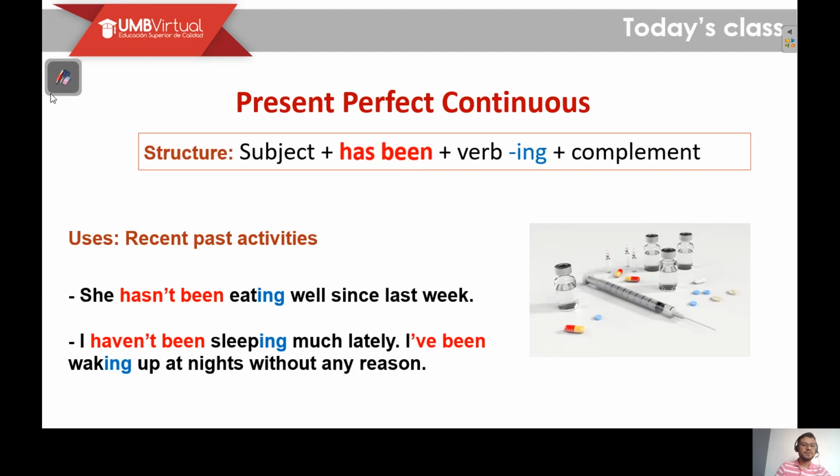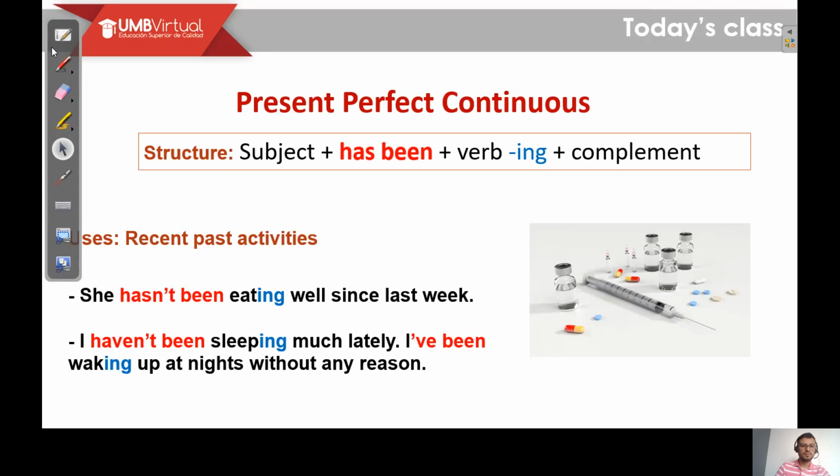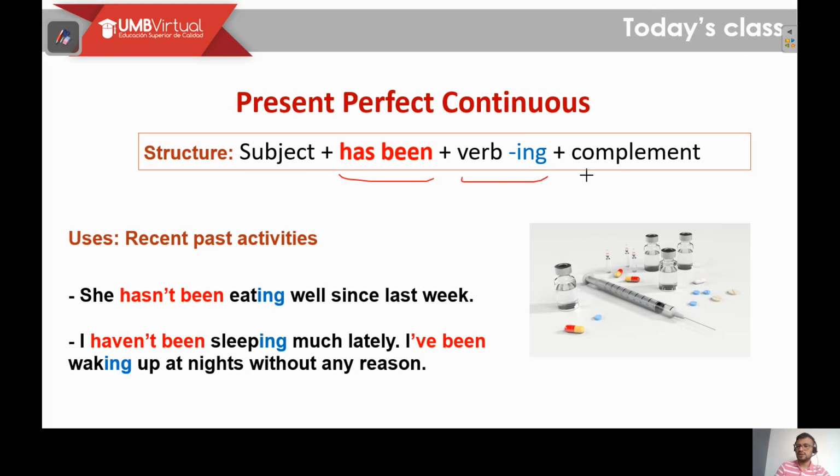We have the present perfect continuous, and in this case, we are going to follow the next pattern. Subject plus has been plus verb using ing and the complement. Always we are going to use has been or have been, depending on the subject.